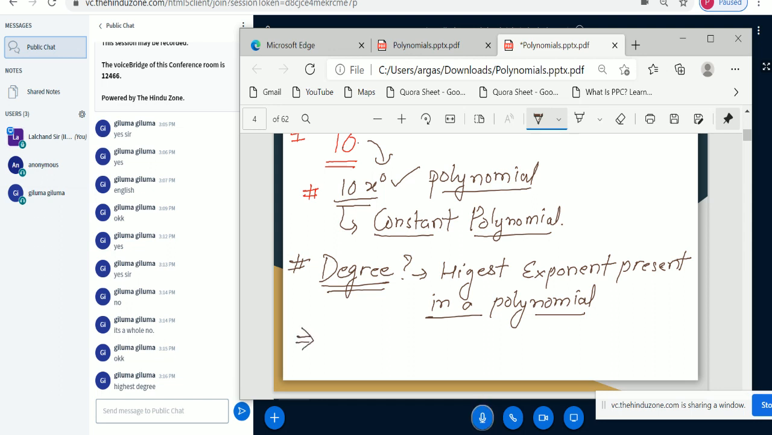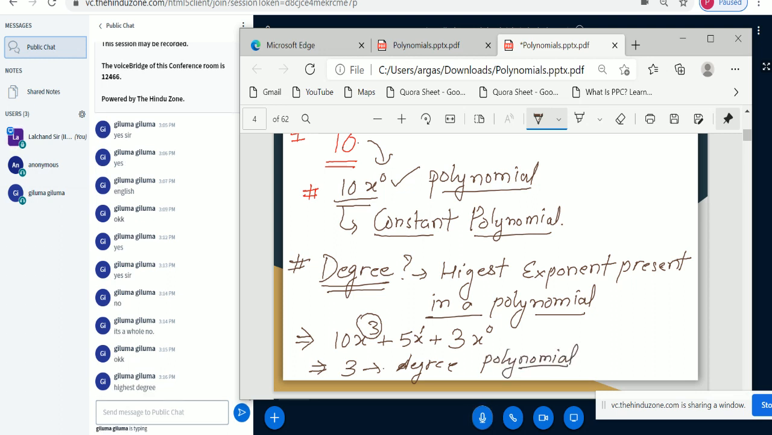What that's supposed to mean, if I write 10x to the power 3, 5x plus 3. So here the exponent is 1, here the exponent is 0, and here the exponent is 3. So what is the highest exponent for a variable in this expression? The highest exponent is 3. So this is a 3-degree polynomial. Are you getting this?